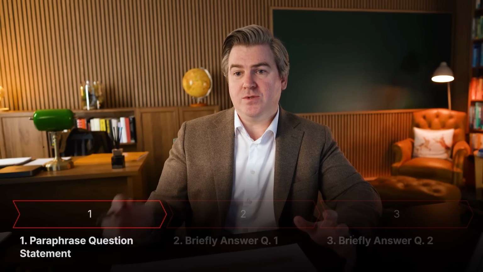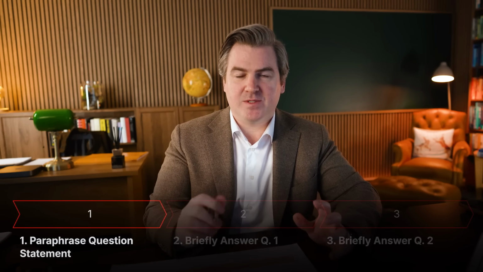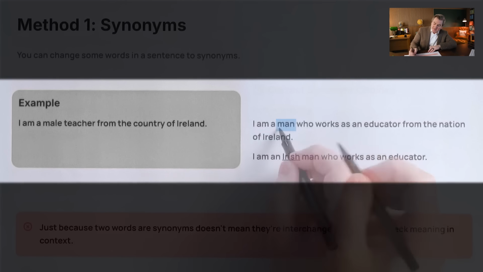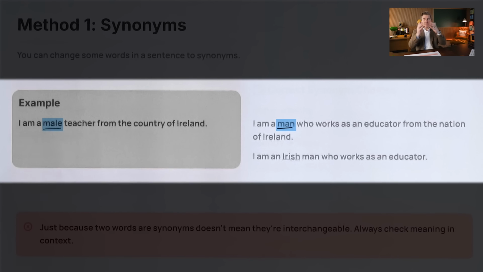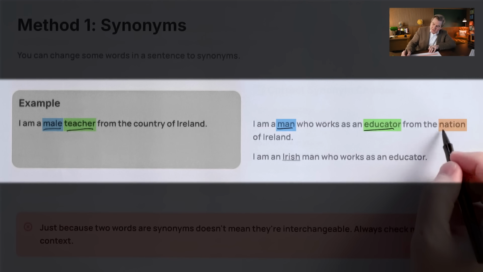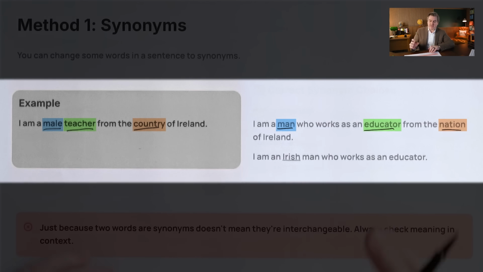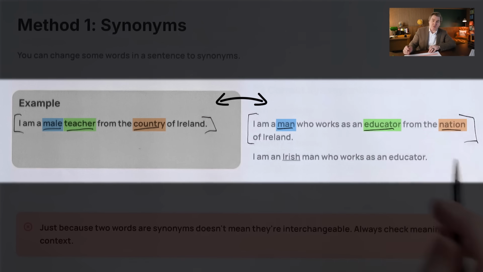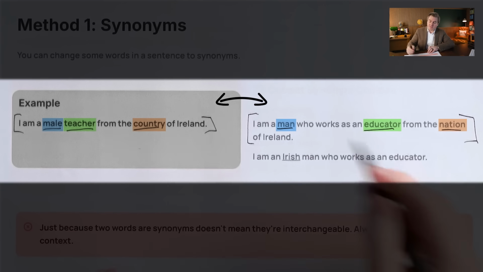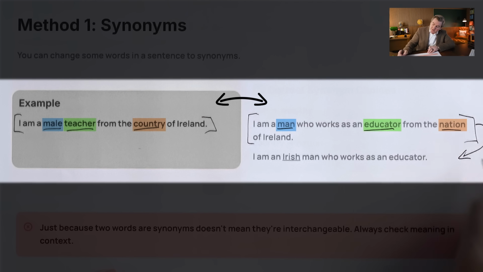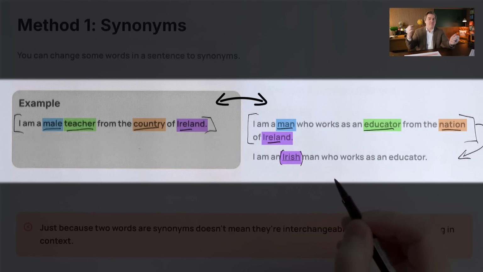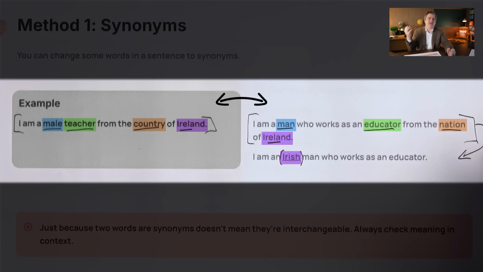The first method that we use to paraphrase is using synonyms. So if we look at this example, I am a male teacher from the country of Ireland. I am a man, so man, male. These mean the same thing, but they're different words. Educator, teacher, nation, country. We've used synonyms to change this sentence so that it means the same thing, but it has different words. And then we could take this sentence and we could change it even more. So here we've changed Ireland to Irish. A man or a woman who is from Ireland, they are Irish.